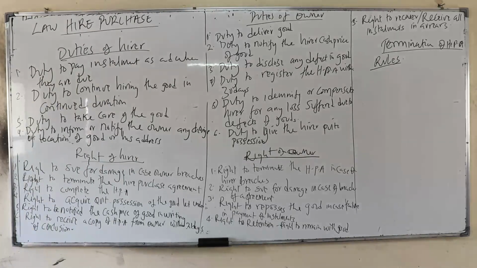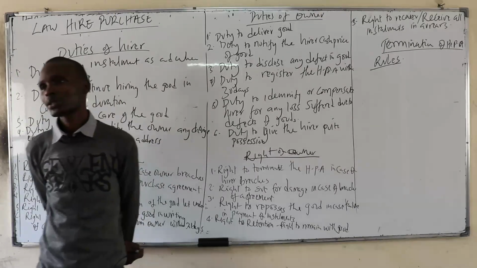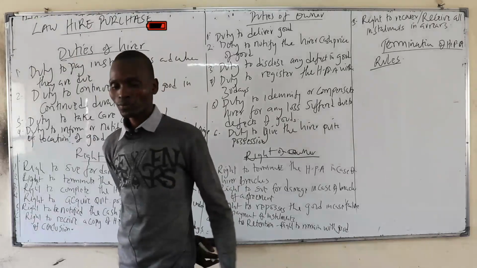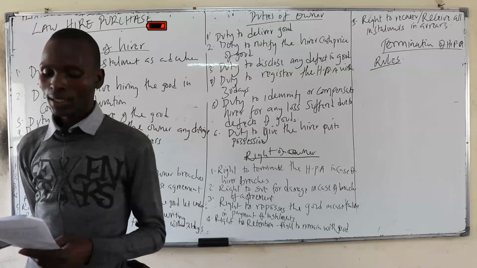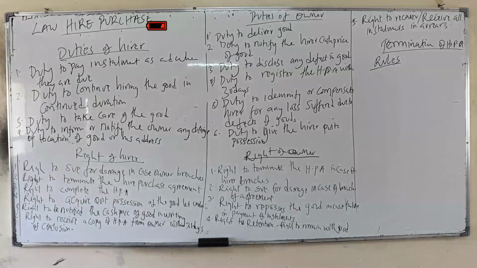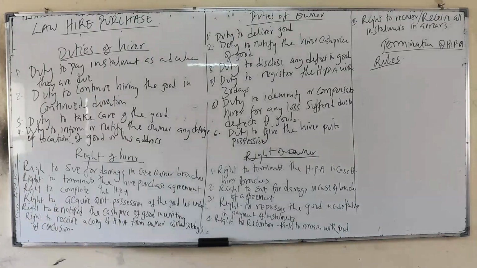Then number seven, the last one. Upon termination, where a minimum payment or a depreciation clause comes into force, the hirer is bound to pay, Roman one, all installments to the date of termination.